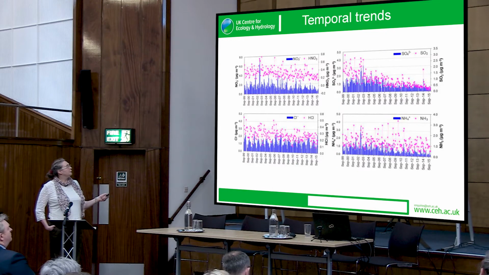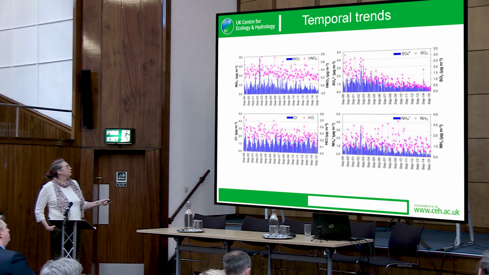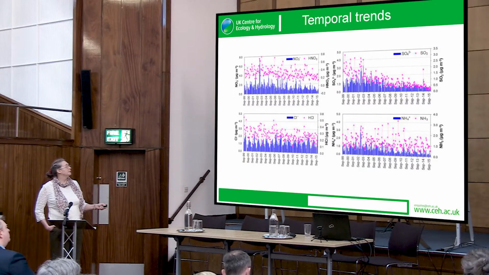You also can get temporal long-term data. So this is nitric acid and nitrate in particles over time since 1999. This is the sulfur, and as you can see, the sulfur's gone down radically. Ammonia and ammonium is over here, so the ammonia hasn't changed a lot at all, whereas our ammonium has gone down.